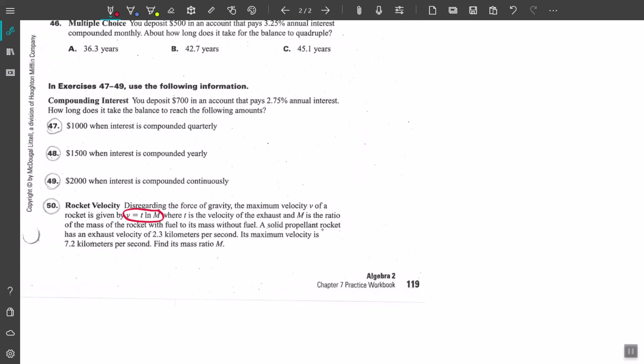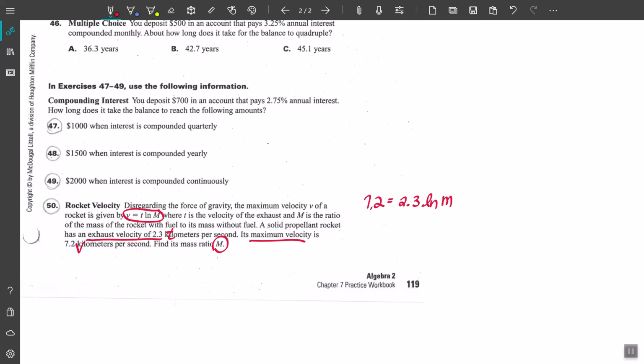So they tell you that you have a solid propellant rocket with an exhaust velocity. So this is your t right here, your exhaust velocity of 2.3 kilometers per second. All right, there's your t. Its maximum velocity is 7.2 kilometers per second. So this is your v. And they want you to find the mass ratio. You're solving for m. And so we're going to plug in the things that we know. 7.2 for our v, 2.3 for our t, and then the natural logarithm of m. M is what we're solving for.